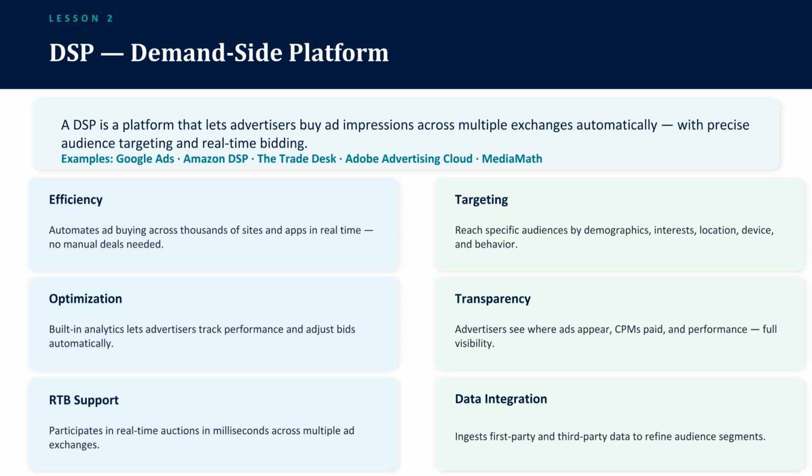Optimization. DSPs track how your campaigns are performing and automatically adjust bids and targeting to improve results. Transparency. DSPs show you exactly where your ads are running, what you're paying, and how each placement is performing. RTB support. DSPs are the mechanism through which advertisers participate in real-time auctions. Data integration. DSPs can ingest data from multiple sources to build the most precise targeting possible.